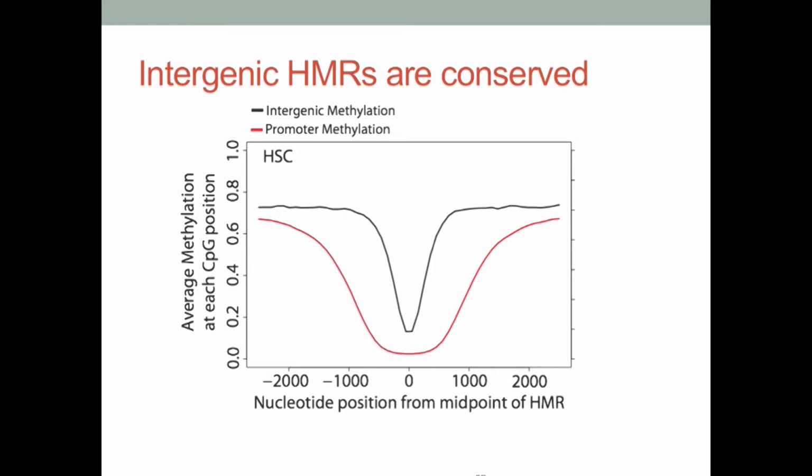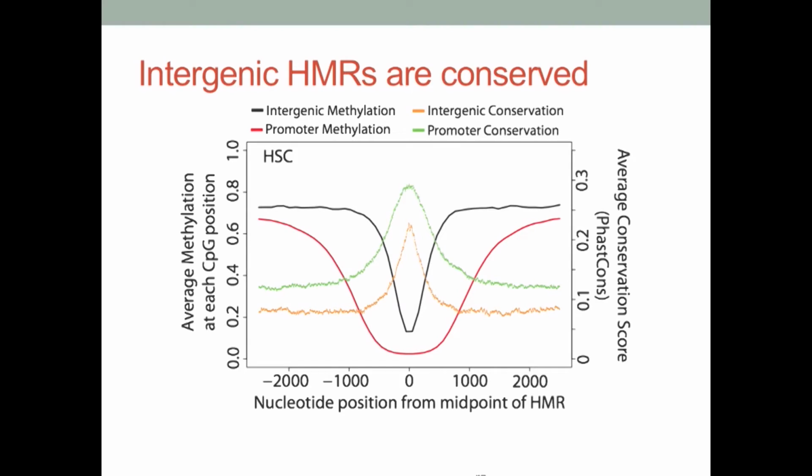And comparing these regions to promoters, for example, we see that, first of all, intergenic HMRs are a bit shorter than promoter HMRs, and their methylation levels are a bit higher. But they're also conserved. The conservation scores are a bit lower, but they still have pretty significant conservation scores compared to flanking regions. So we believe it's fair to say that these HMRs harbor regulatory elements of some kind.